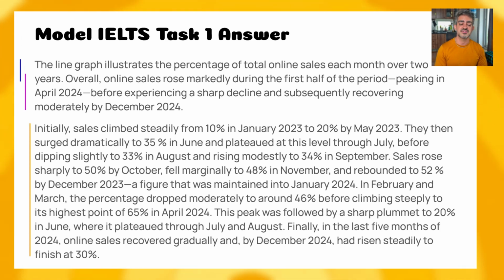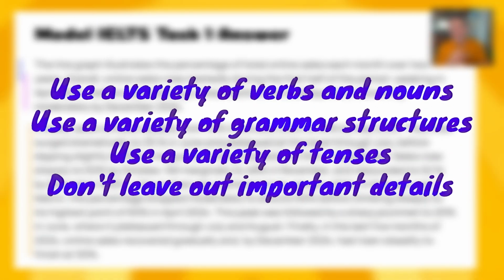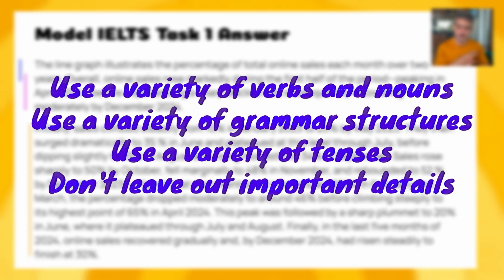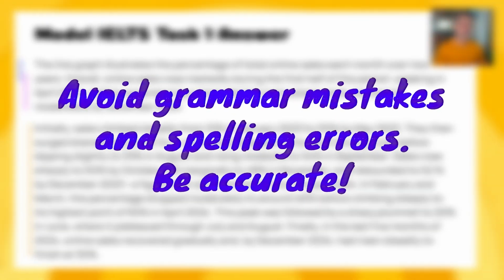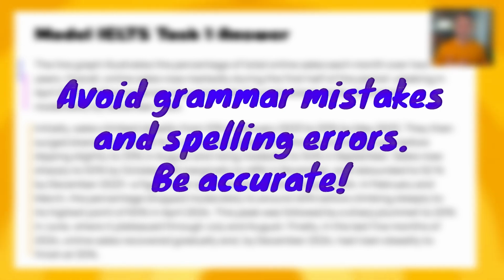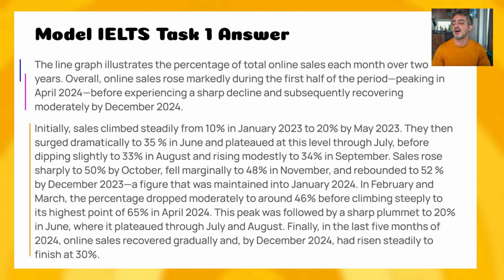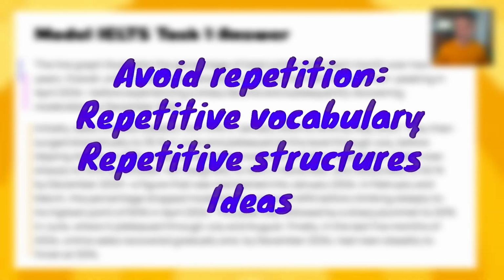You can write a more simple version of this, and you'd still get a pretty decent score as long as you use a variety of verbs or nouns, use a variety of grammar tenses, and make sure that you don't leave out any important details. If you have a lot of grammar mistakes, you might suffer some loss of points from that. So you want to make sure that you avoid grammar mistakes or spelling errors. And you also definitely want to make sure that you don't repeat the same ideas again and again.